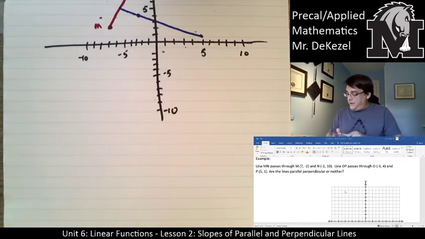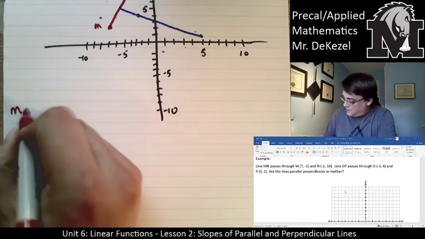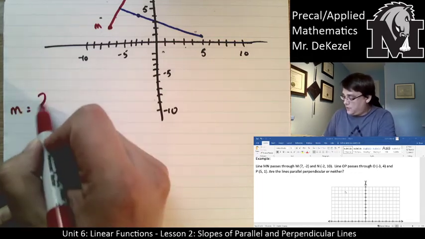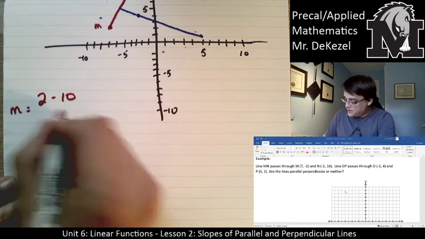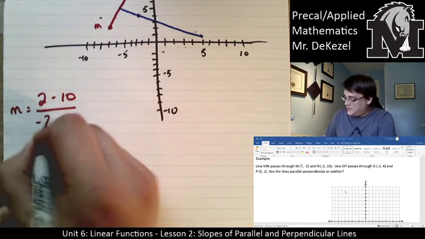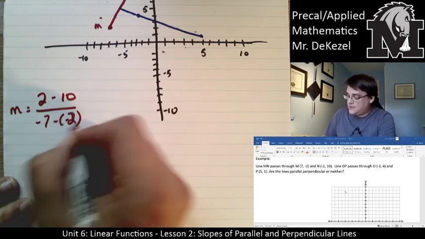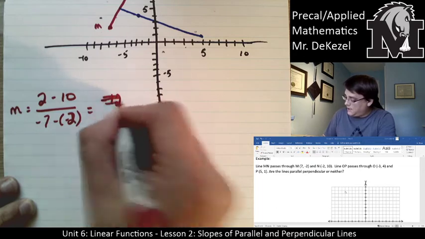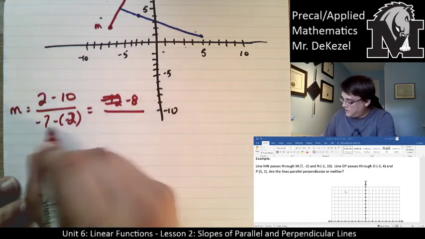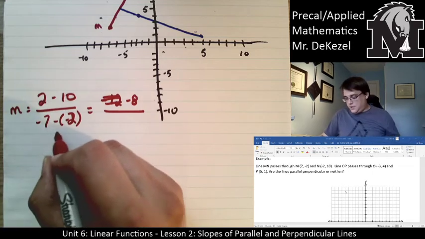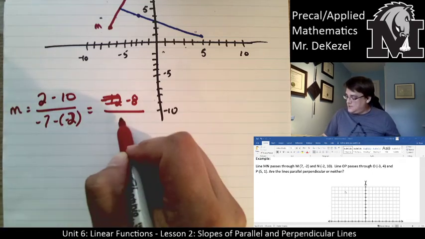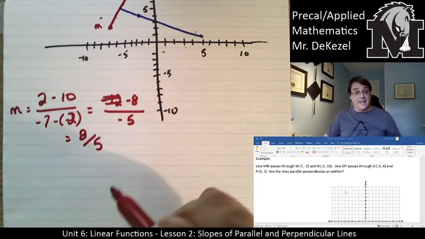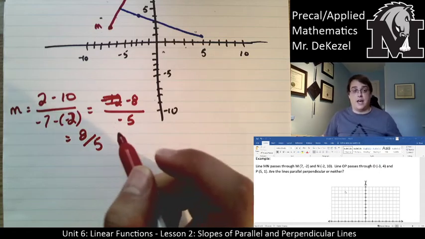Let's do the slope of MN first. So the slope equal to, we have 2 minus 10, so that is y2 minus y1, and then minus 7 minus a minus 2, that's x2 minus x1, so that is minus 8 over minus 7 plus 2 is minus 5, so that means that this is actually 8 over 5. So the slope is 8 fifths for line MN.